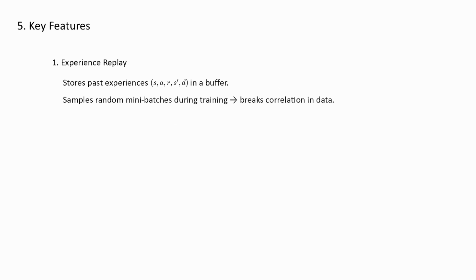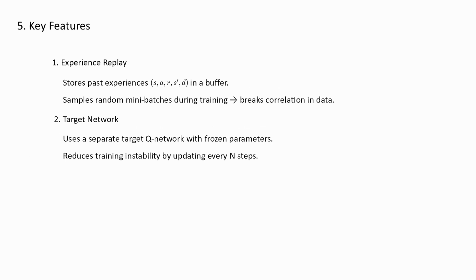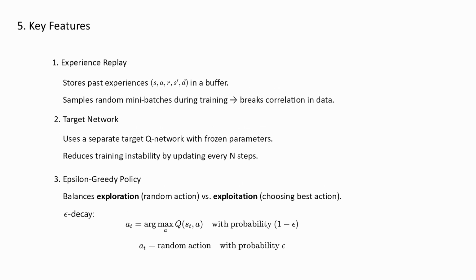Key features of DQN. 1. Experience replay. It stores past experiences in a buffer and samples random mini batches during training, which breaks correlation in data. 2. Target network. It uses a separate target Q network with frozen parameters, which reduces training instability by updating every n steps. 3. Epsilon greedy policy. It balances exploration (random action) versus exploitation (choosing the best action).